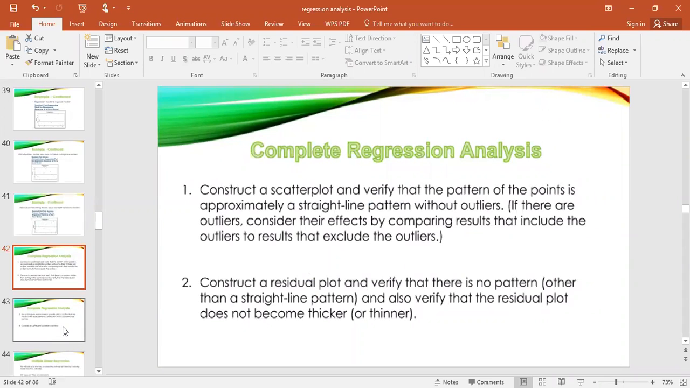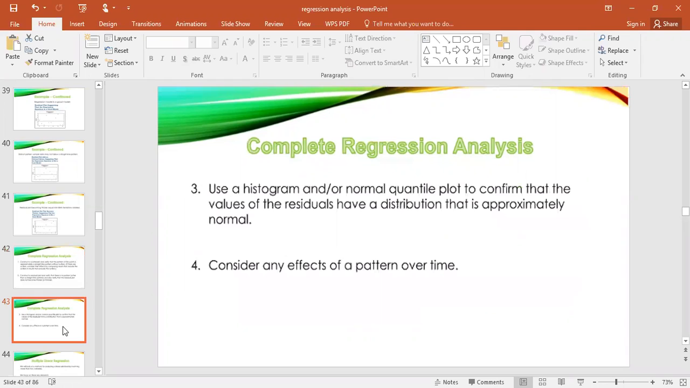Complete regression analysis. Construct a scatter plot and verify that the pattern of the points is approximately a straight line pattern without outliers. If there are outliers, consider their effects by comparing results that include the outliers to results that exclude the outliers. Construct a residual plot and verify that there is no pattern other than a straight line pattern, and also verify that the residual plot does not become thicker or thinner. Use a histogram or normal quantile plot to confirm that the values of the residuals have a distribution that is approximately normal. Consider any effects of a pattern over time.